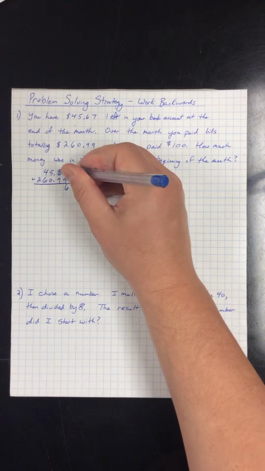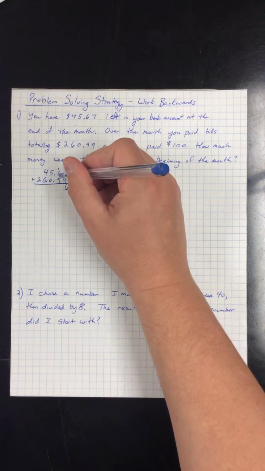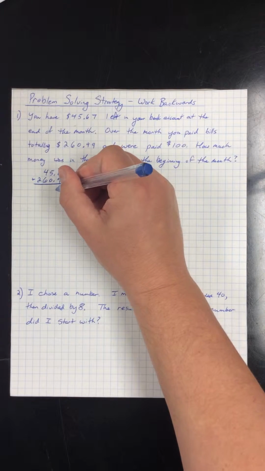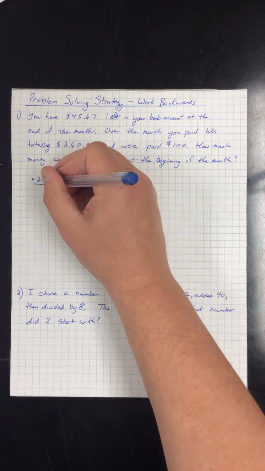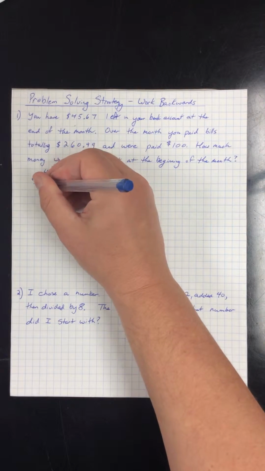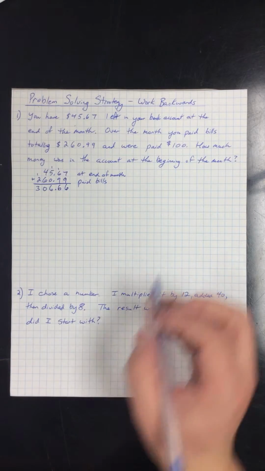9 plus 7 is 16. So 9 plus 7 is 16 again. 1 plus 5 is 6. 4 plus 1 is 10. So we had $306.66. But you were paid $100.